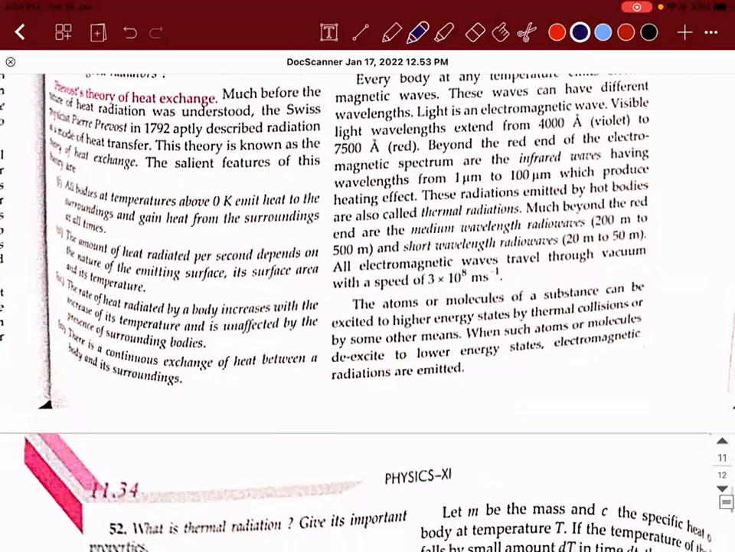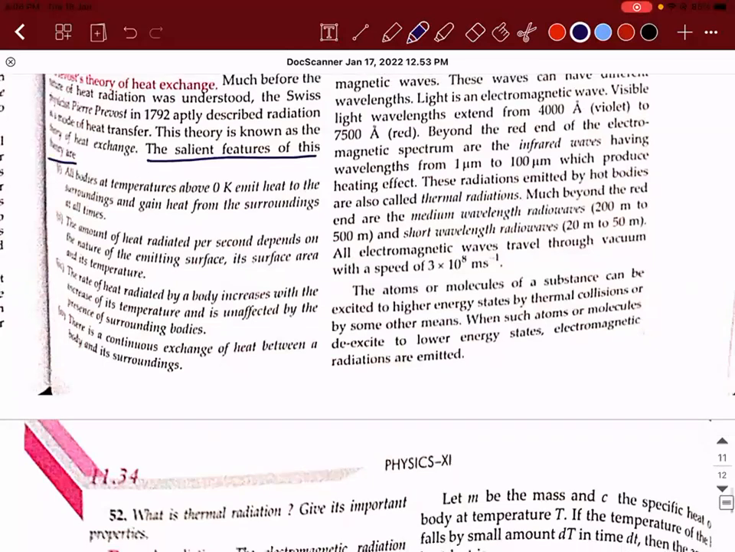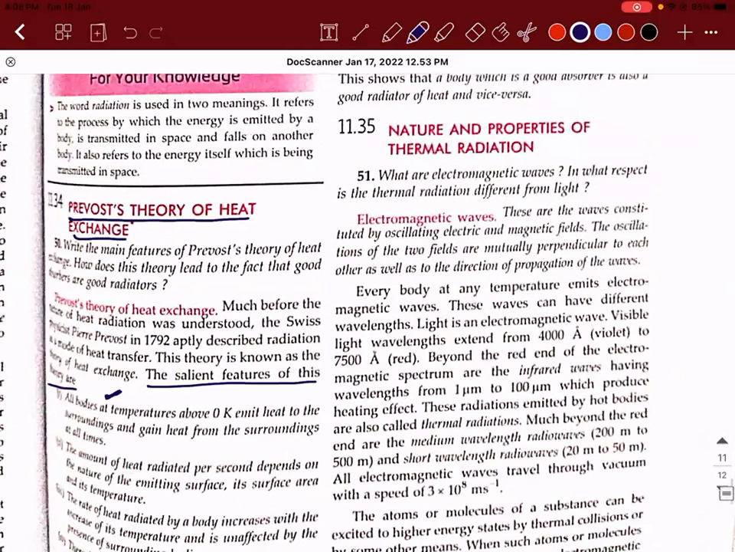So the features that he proposed with respect to radiation are as follows. First, what is the name of the theory? It is a theory of heat exchange. Heat exchange means heat is lost by one object and gained by the other object. So it mainly depends on the radiation factor. If heat has to be lost, it is lost in the form of radiation.